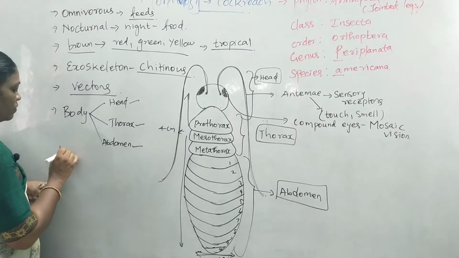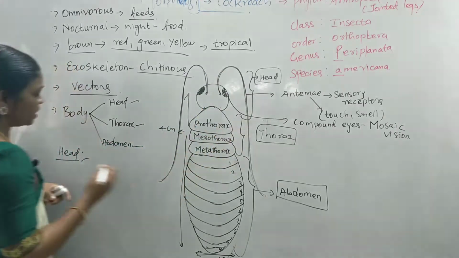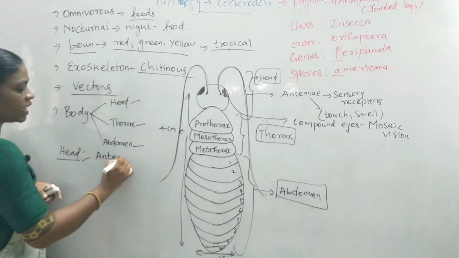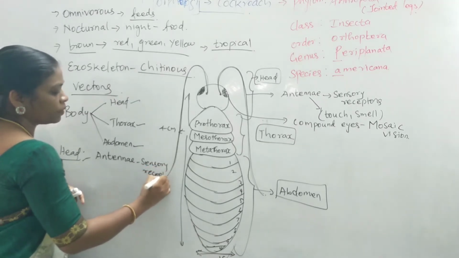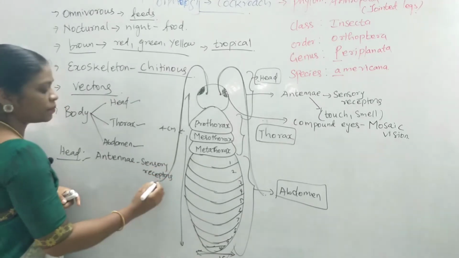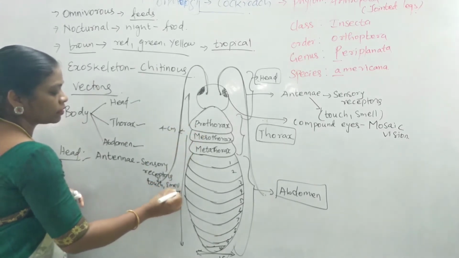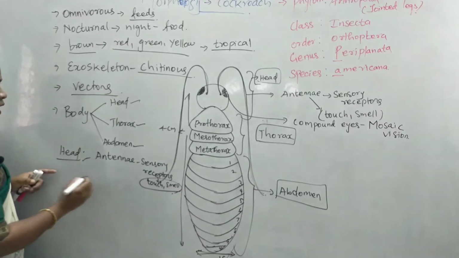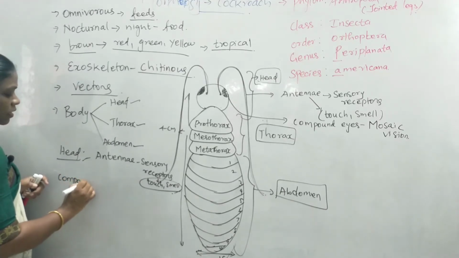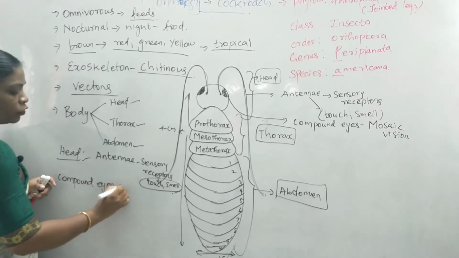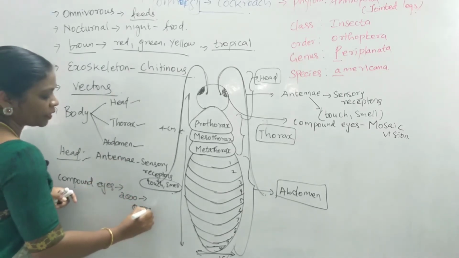We'll start with the head region. What regions can we find in the head? We'll start with the antennae. As I've told you earlier, the antennae have sensory receptors which help them to find out touch and smell. Followed by this, you can find a pair of compound eyes. These compound eyes have units, around 2000 in number, and those units are known as ommatidia.